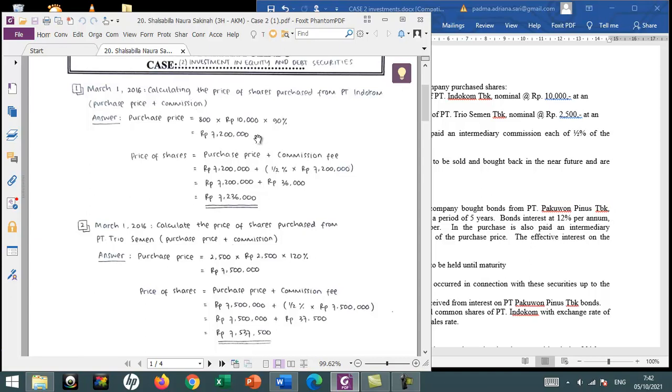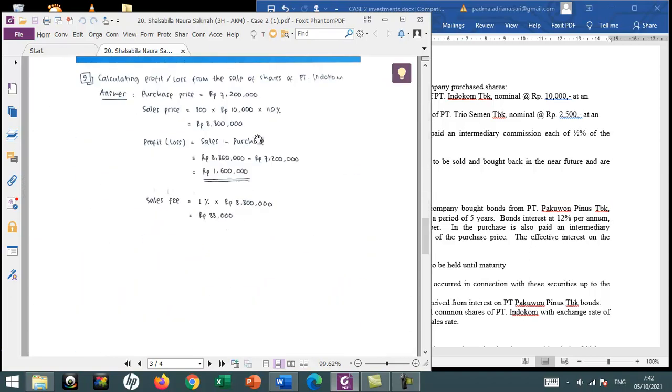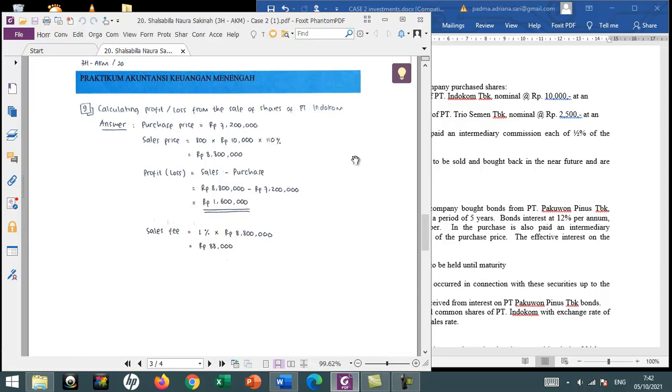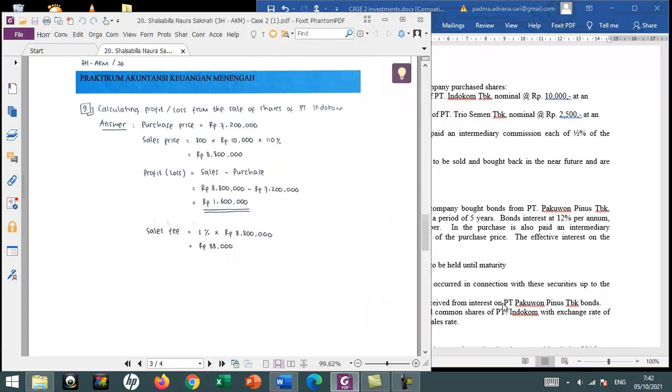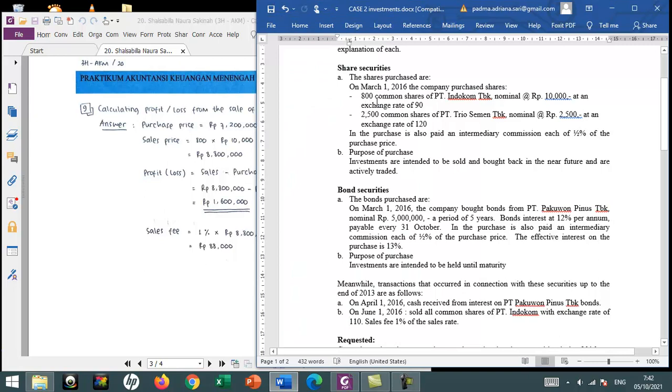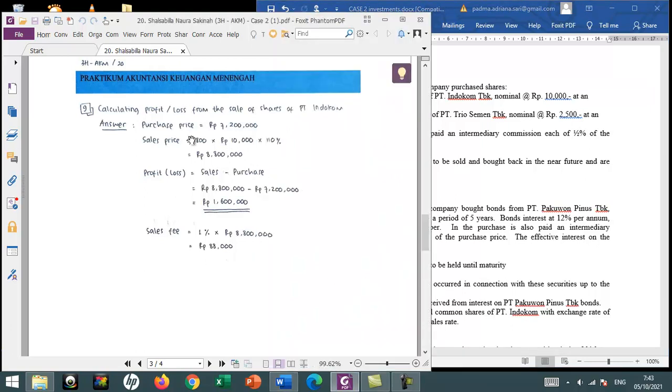The purchase price was 7,200,000. Okay, you can write it down here like Salsabilas. And then the sale price was 110% of exchange rate. So we just need to count it like this: 800 shares times the nominal is 10,000, and then times the exchange rate is 110%. Okay, so we found the sales price is 8,800,000 rupiah.